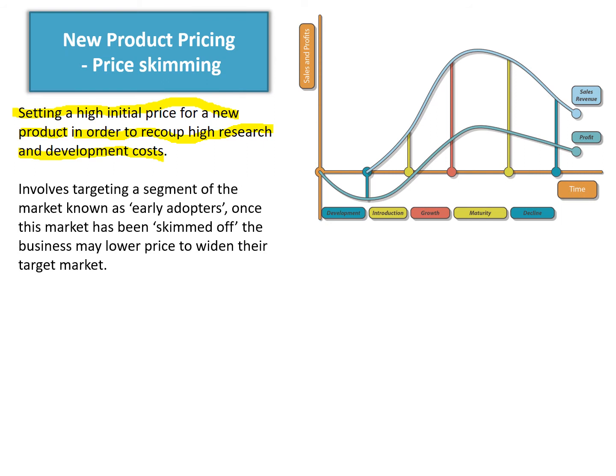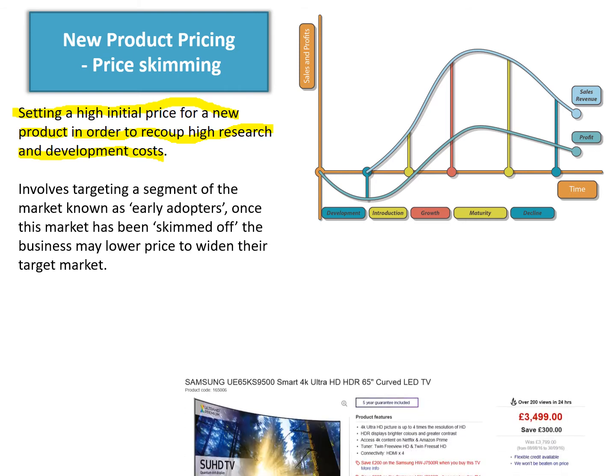And this involves targeting a segment of the market known as early adopters. Those people who are super keen to get these products and are prepared to pay a high price. And once we've skimmed off these people who are prepared to pay a high price, then we can start to lower the price to widen our target market.